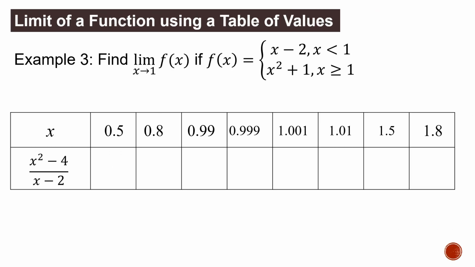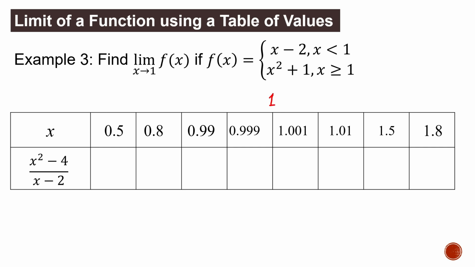Okay, so here is an example of a piecewise function. It says here, find the limit of f of x as x approaches 1 if f of x is equal to x minus 2 where x is less than 1, and x squared plus 1 where x is greater than or equal to positive 1. So 1 is in the middle.